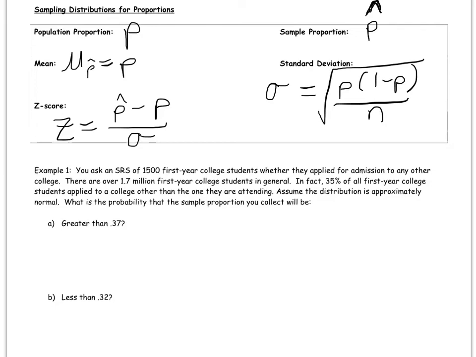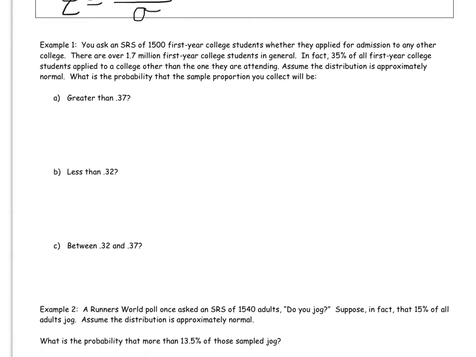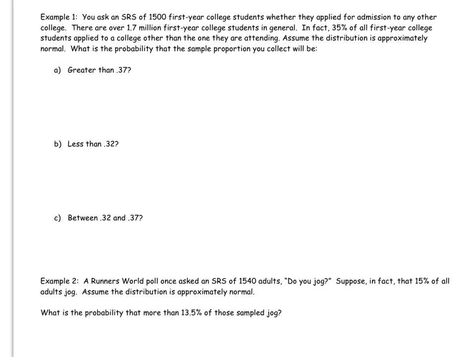Okay, so let's look at some examples, and we'll see that the math is exactly what we were doing here. So we ask a simple random sample of 1,500 first-year college students whether they applied for admissions to any other college. There are over 1.7 million first-year college students in general. In fact, 35% of all first-year college students applied to a college other than the one they're attending. That is the proportion for the entire population. That is the parameter.